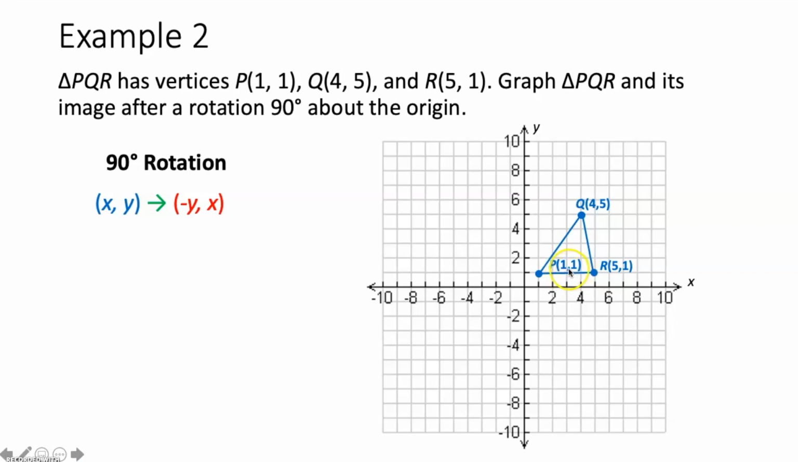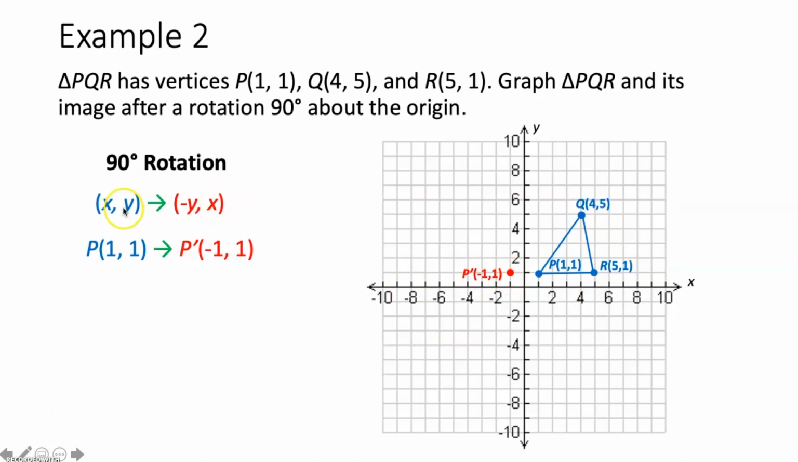It's still going to be 1, 1. And let's make the Y coordinate the opposite of whatever it was. Well, it was 1, so it's going to be -1, 1. And that's where P prime is going to be. So we go over to the graph, we go over to -1 on the x-axis, up 1 on the y-axis, put P prime. Next, let's look at Q.